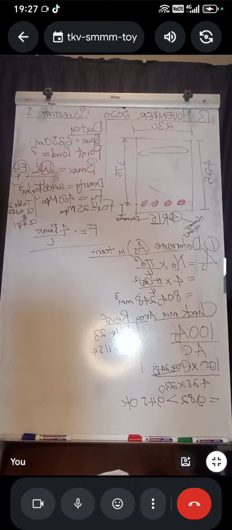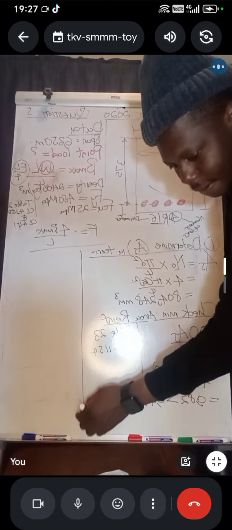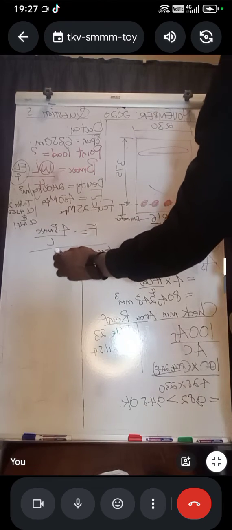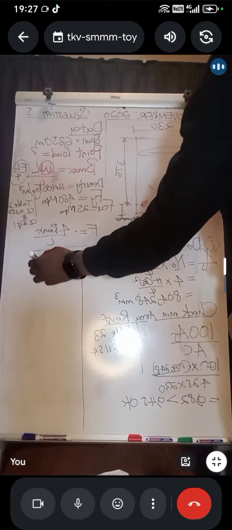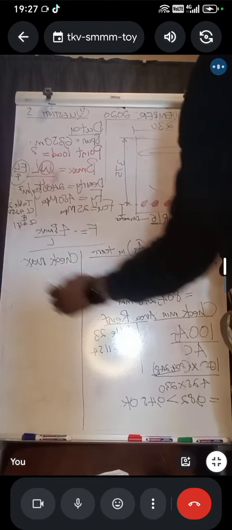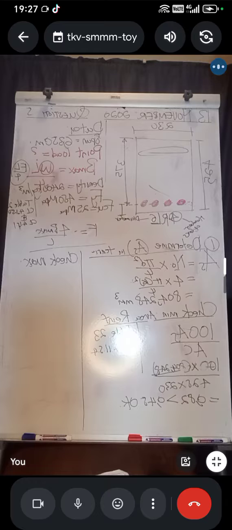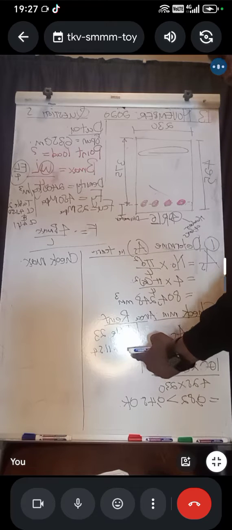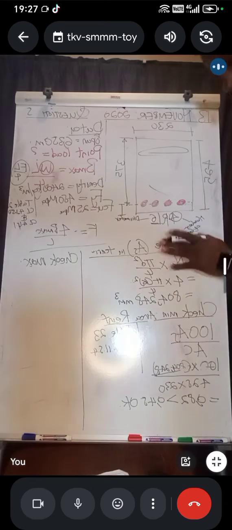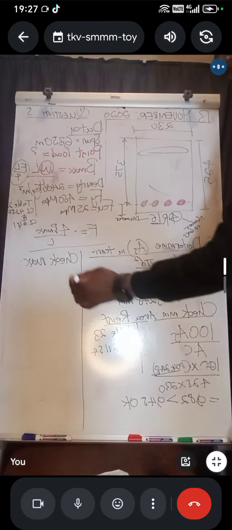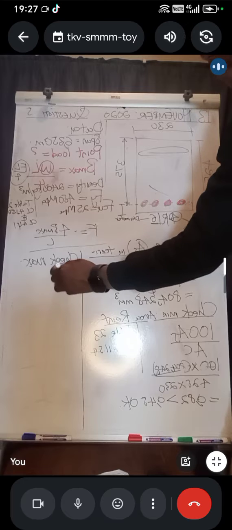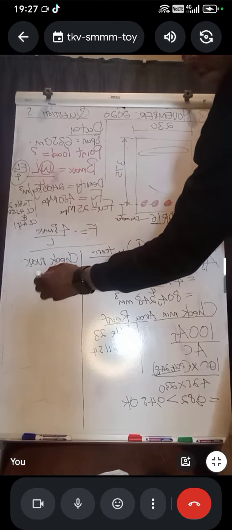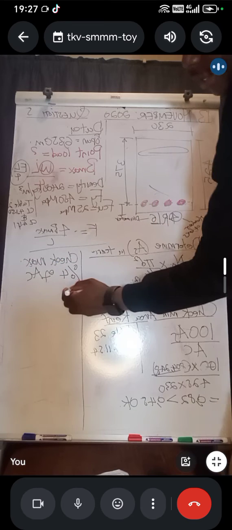We are going to check the maximum tension reinforcement. We also have the formula that is given from the same clause. This is still step number one. We're going to say 4% of the area of the concrete.